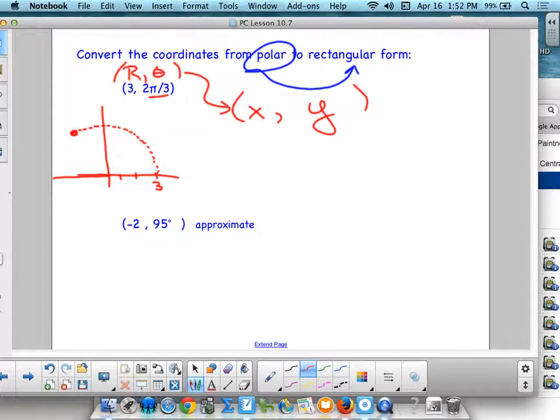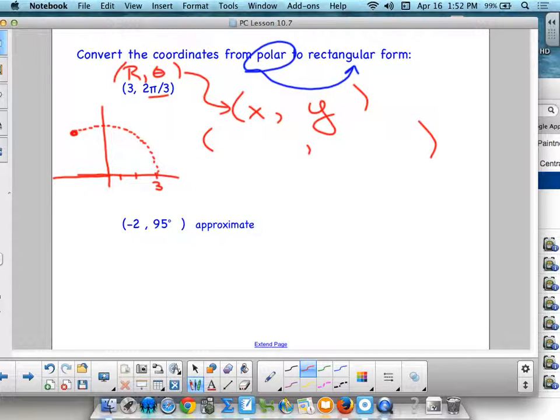In rectangular coordinates, the x value is what? I'm going backwards. Negative. Your x value better be negative. Your y value better be what? Positive. Okay, here we go. What is x? What is y? Go back to the previous slide. What did we say x was?